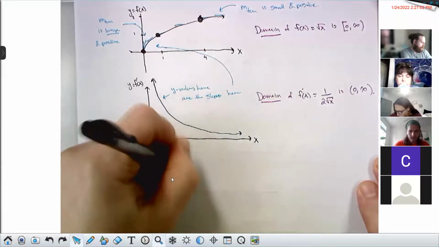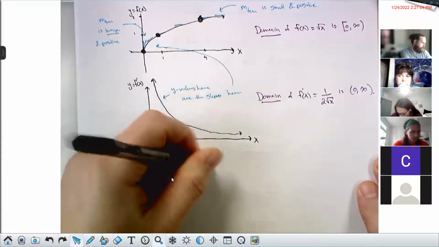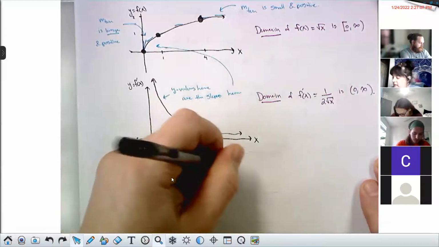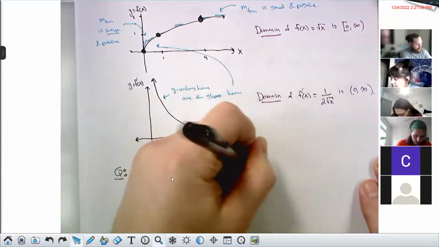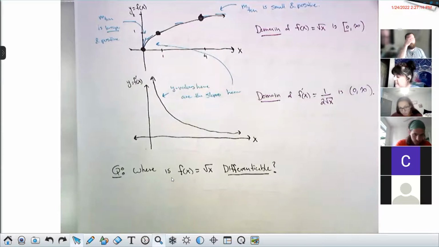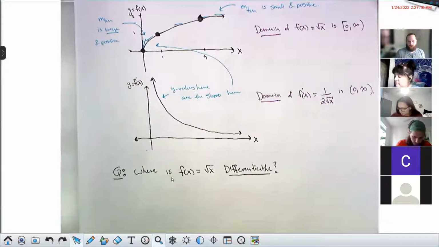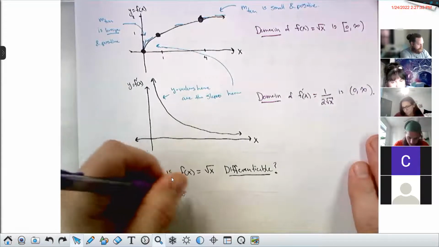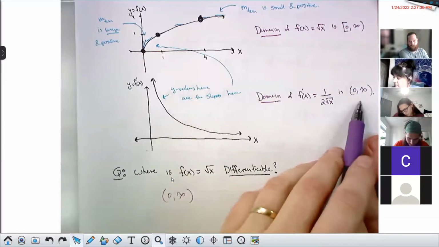Where is f of x equal to the square root of x differentiable? Well, what is the largest interval for which the derivative is defined? 0 to infinity. Do I include 0 or no? That's the fun. No. Yeah, very good. No. So the answer to this is the open interval from 0 to infinity, and that's precisely what we see here.